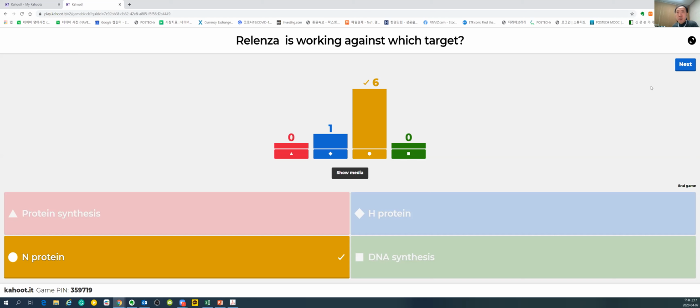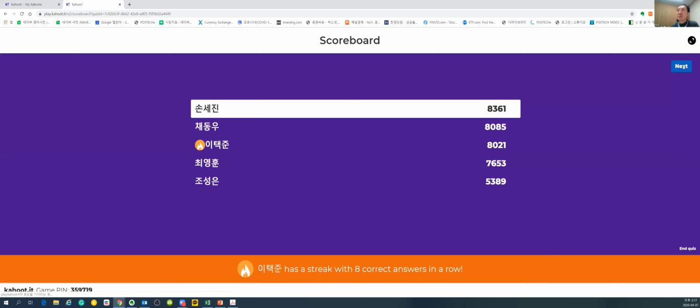What is the target of the Tamiflu, someone? N protein. Yeah, it's the same target protein. It's also N protein. But there was some difference between Tamiflu and Relenza, right?